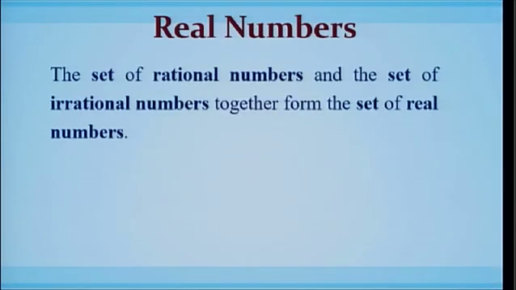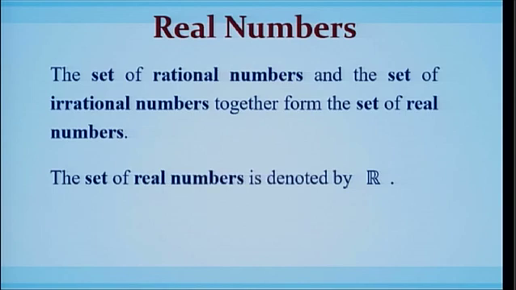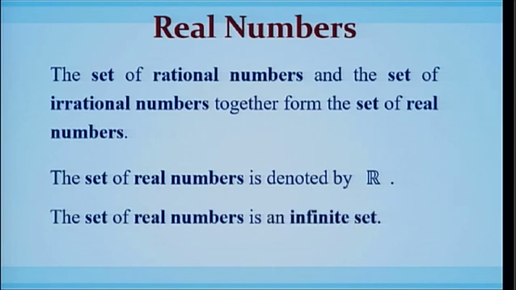Real numbers. The set of rational numbers and the set of irrational numbers together form the set of real numbers. So the set of real numbers is denoted by the letter R. Remember that when we talk about real numbers, we must always consider both rational and irrational numbers. That is, we're going to take the set of all numbers, whether it is natural, integers, fractions, decimals, terminating decimals, non-terminating decimals. All these numbers are called real numbers. So the set of real numbers is, of course, infinite.